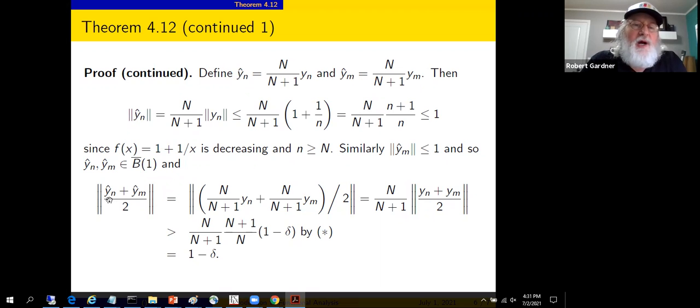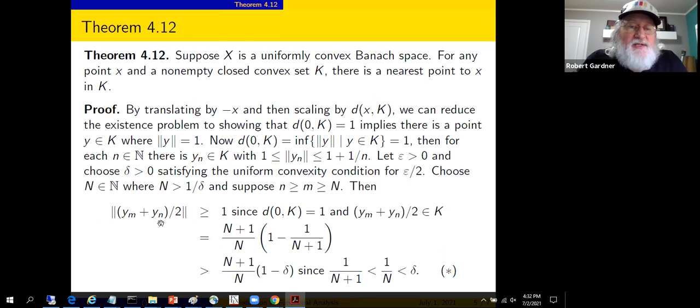Now, we take the norm of y sub n hat plus y sub m hat over 2 and substitute in. Here's how we define y sub n hat and y sub m hat, as given above. Substitute in that common N over N plus 1, which we can bring out front. We can bring the 2 out as well, but let's leave it where it is. Now we've got capital N over capital N plus 1, times the norm of y sub n plus y sub m over 2. That's the thing we had a bound on in asterisk. Let's go back and look at it. The norm of y sub n plus y sub m over 2.